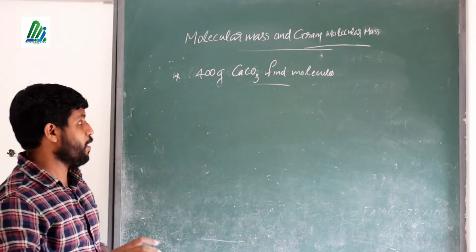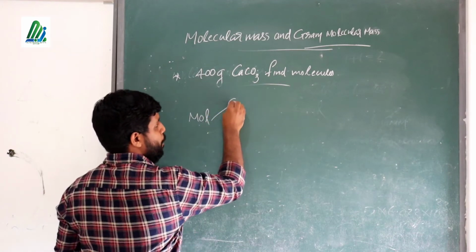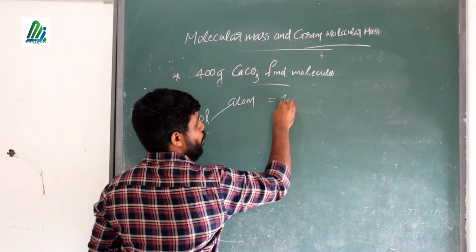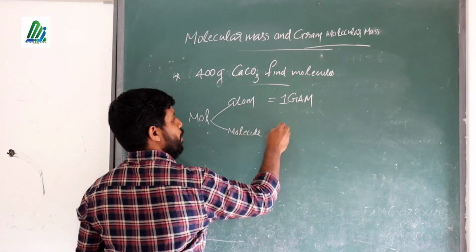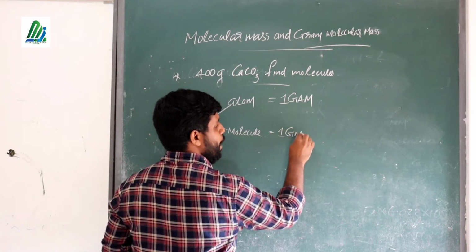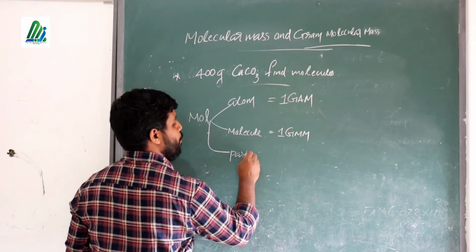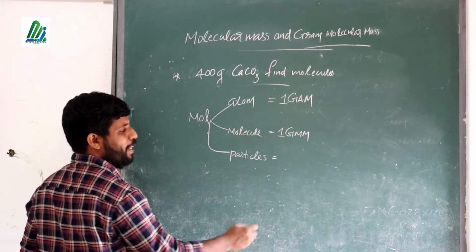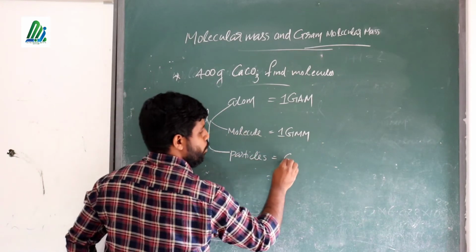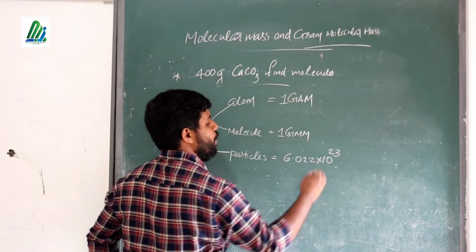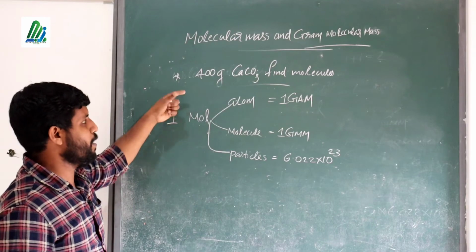The important thing is, in the case of atoms, 1 mole of atoms is equal to 1 GAM, 1 gram atomic mass. In the case of molecules, 1 mole of molecules is equal to 1 GMM. So 1 mole atom is 1 GAM, 1 mole molecule is 1 GMM. Then 1 mole of particles is equal to 6.022 into 10 raised to 23. These are the important concepts we discussed in this area.